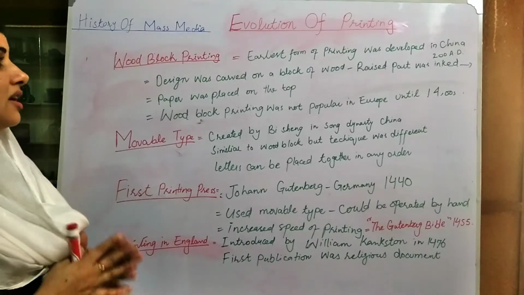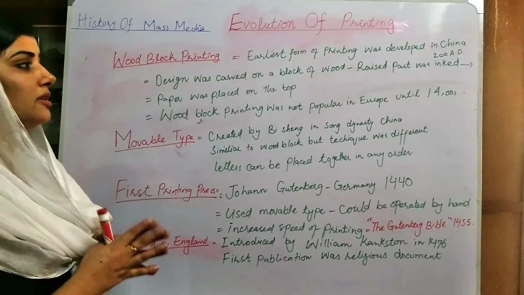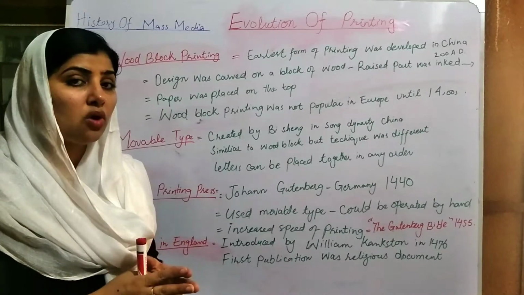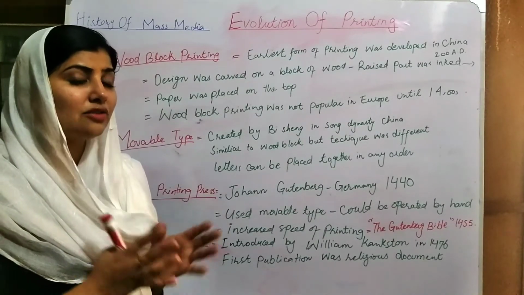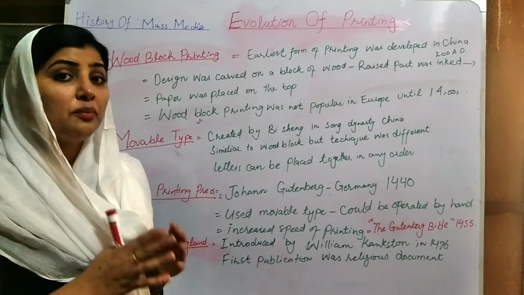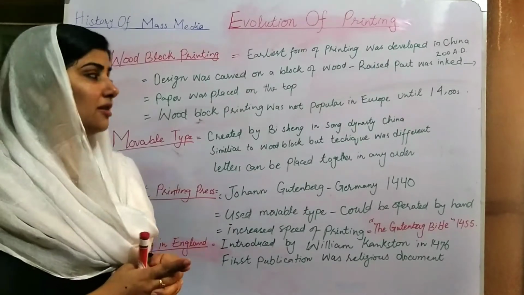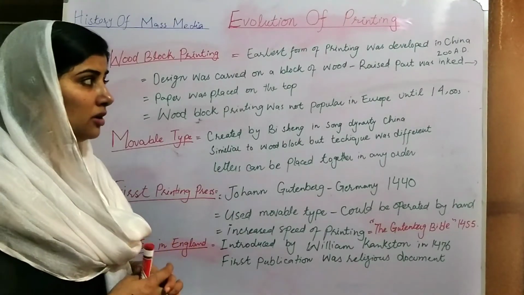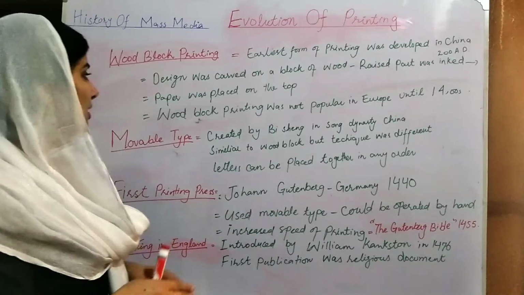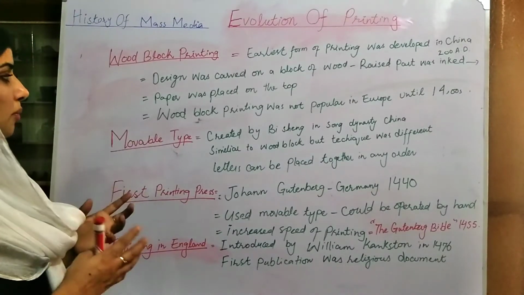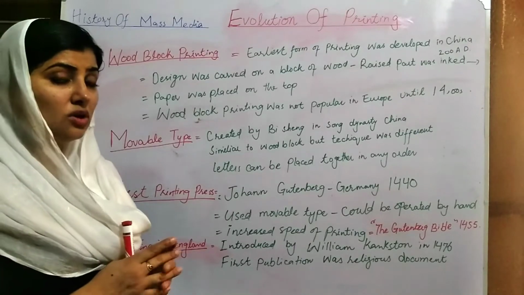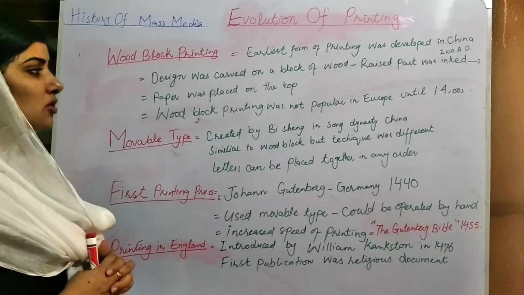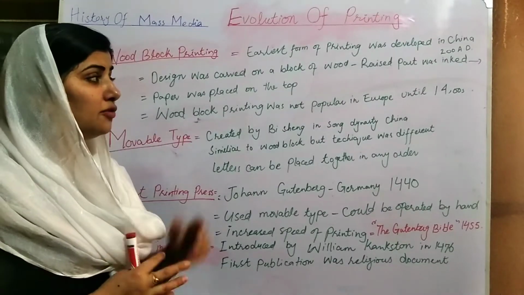Wood block printing was the earliest form of printing and that was developed in China around 200 AD. As paper was invented in China, as we have discussed earlier, printing was also developed in China. Its design was carved on a block of wood, the raised part was inked and then paper was placed on the top. This is how printing was done in wood block printing. Wood block printing was not popular in Europe until the 1400s.